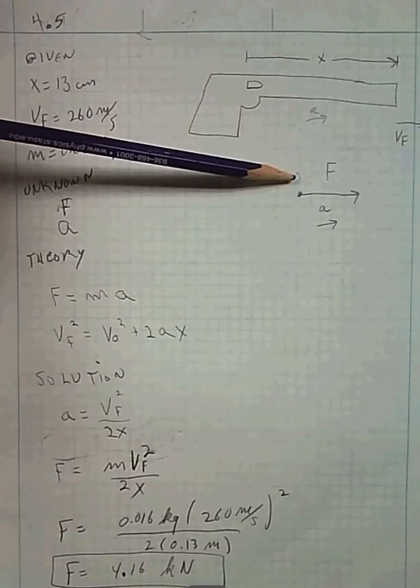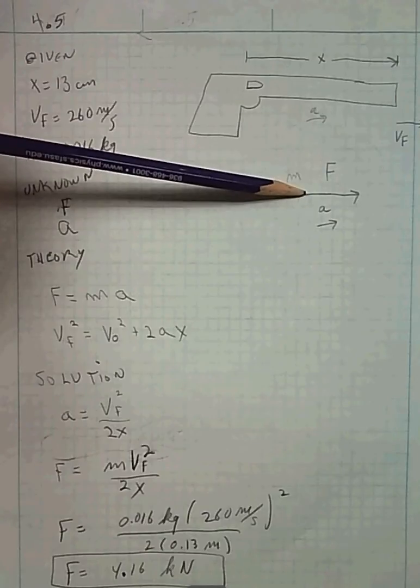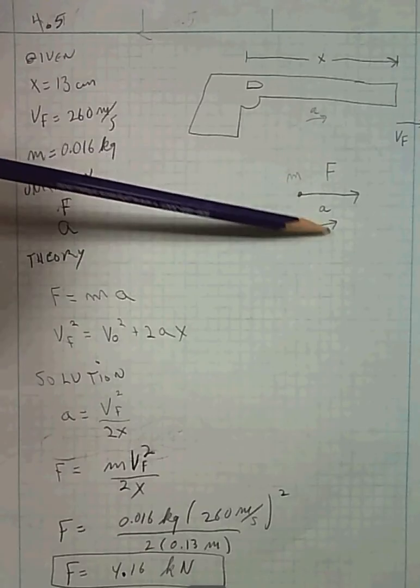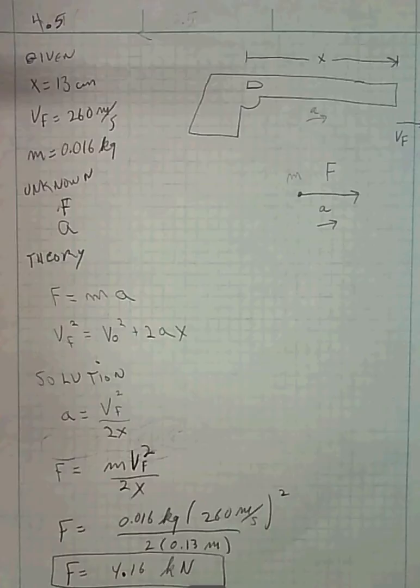Free body diagram, very simple. Just here's a mass and there's the force on it. And I've repeated the acceleration here going to the right. That's not required, but I usually like to do that with the free body diagram.